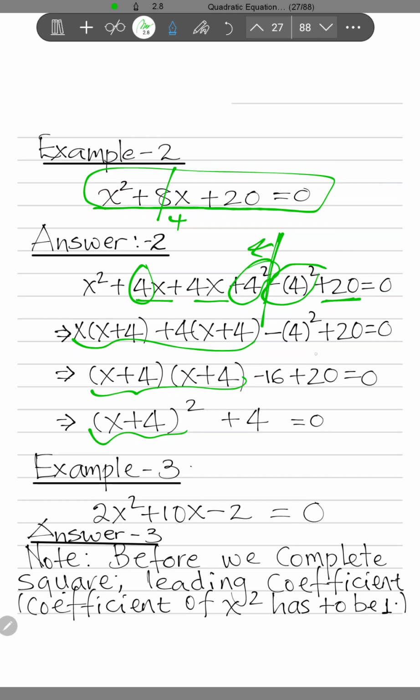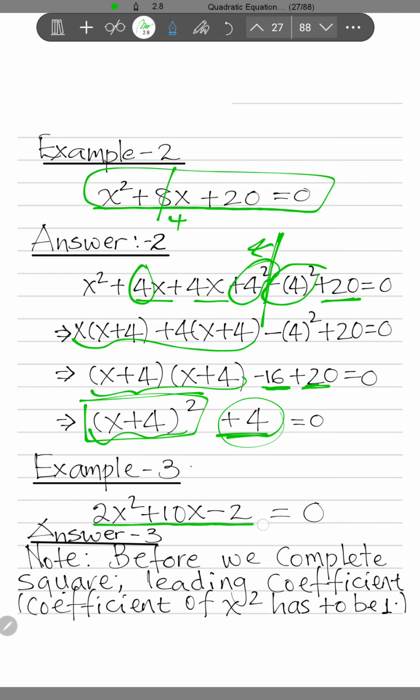What about the other part? The other part is minus 4 square plus 20, which is minus 16 plus 20, which is plus 4. I keep it like that. Now I have a square of an expression. This is what I'm interested in, plus whatever, plus any constant. It doesn't matter, because I'm now doing a process of completing square. Let me do the next completing square.